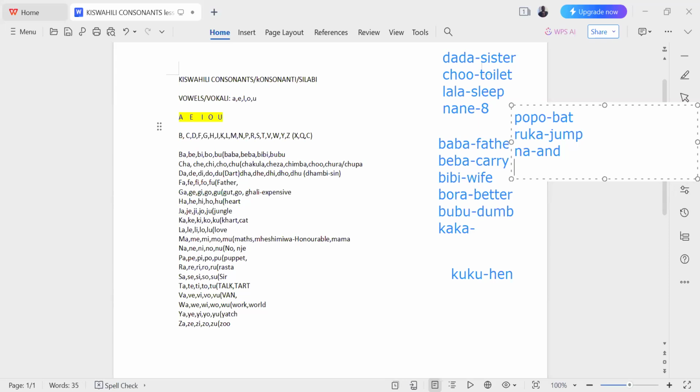Can you do FU? FU can't work by itself, but FU and A together can work. FU and A, which is fua. Fua means wash. Either you wash clothes or something like that.